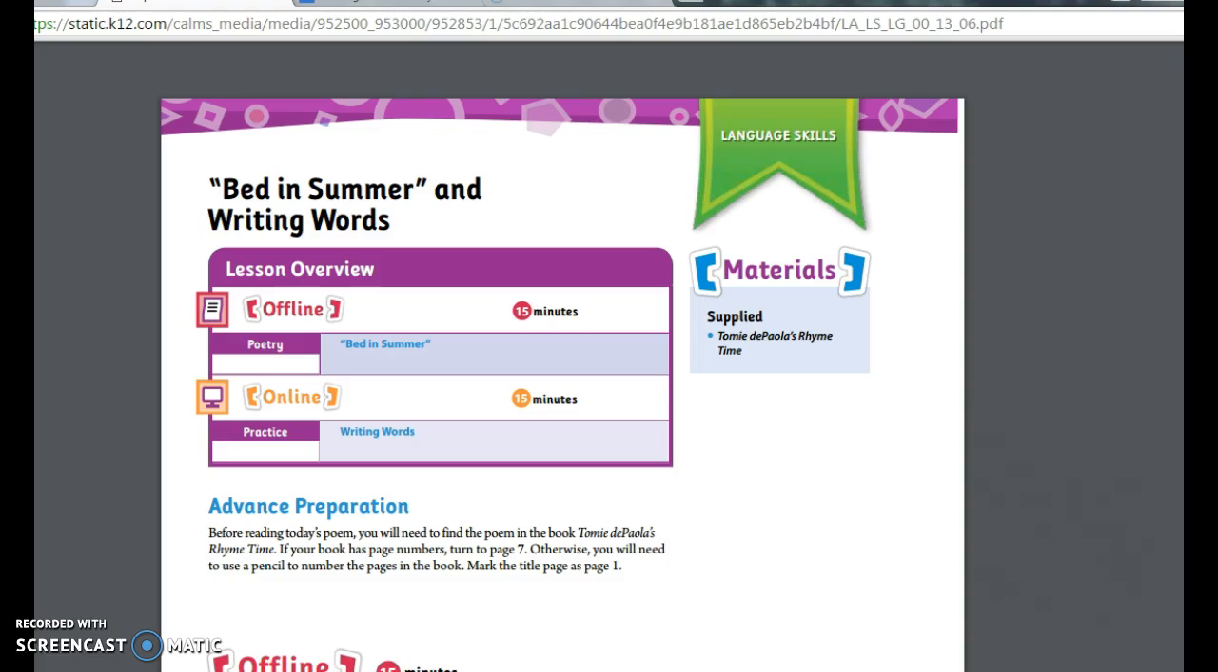Learning coaches, turn in your lesson guide to page 256. You will also need to turn in the Rhyme Time book to page 7. If your pages are not numbered, you can count the pages until you get to the correct page, with the title page being page 1. We are going to turn to page 7 and look at Bed in Summer. Please pause this video as you turn to the correct page.